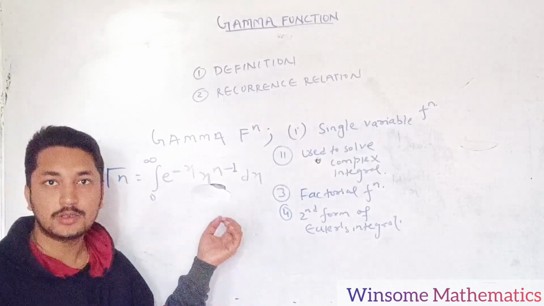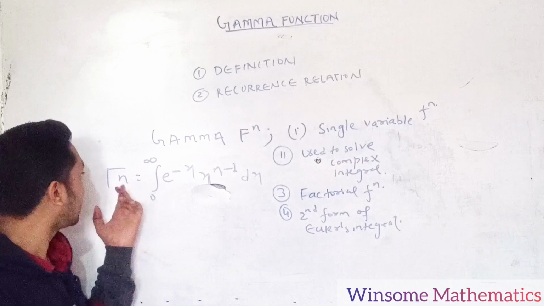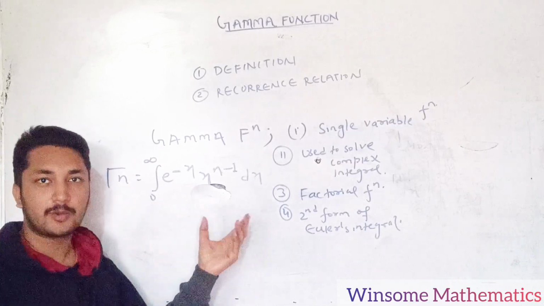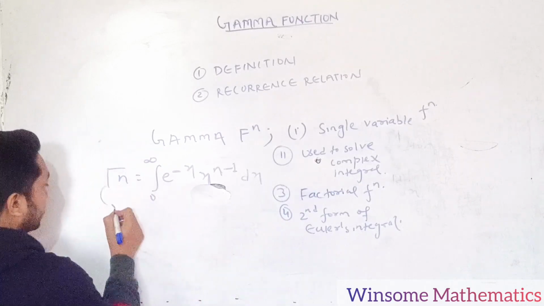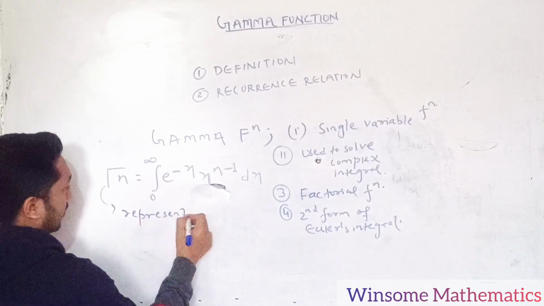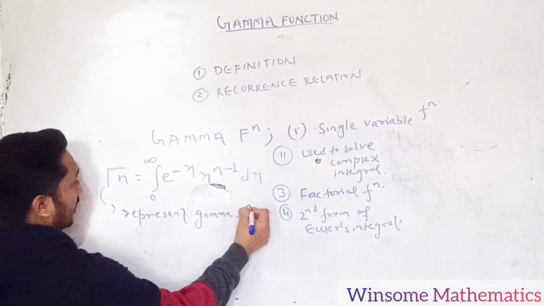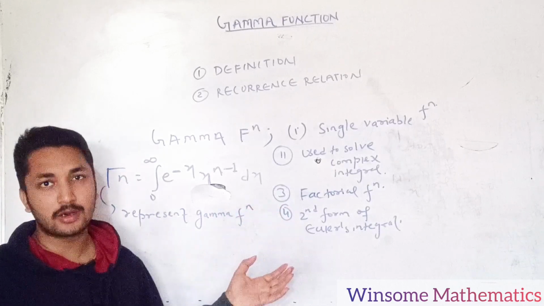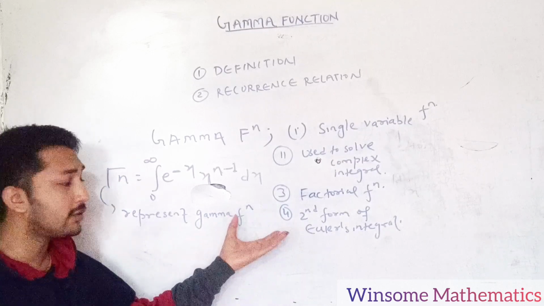Now how does it look, and how strange, you will wonder what is this, what is this. Okay, so we will clear it line by line, point by point. First thing, this symbol is used to represent the gamma function. Whenever we come across this symbol further, we will consider it the symbol of the gamma function.